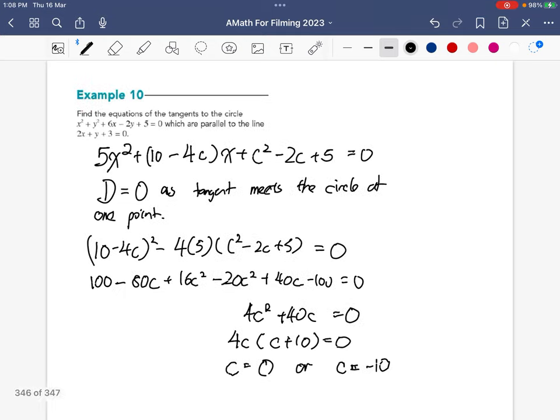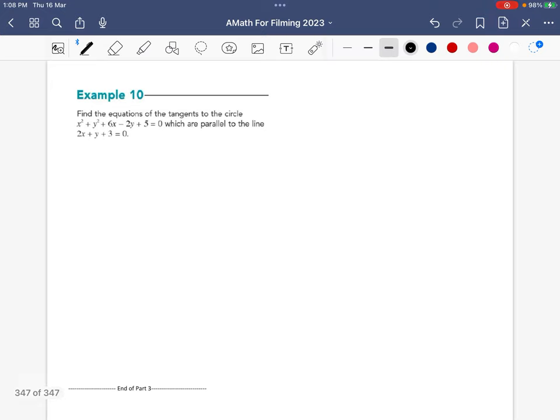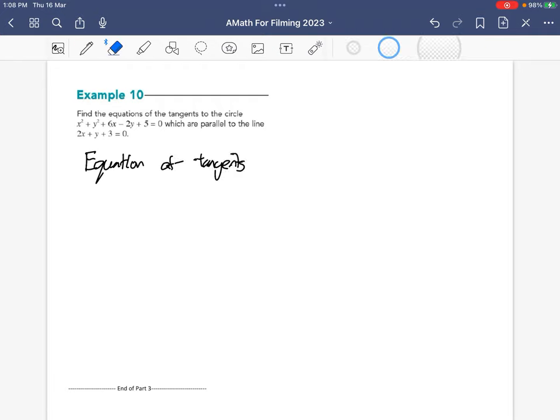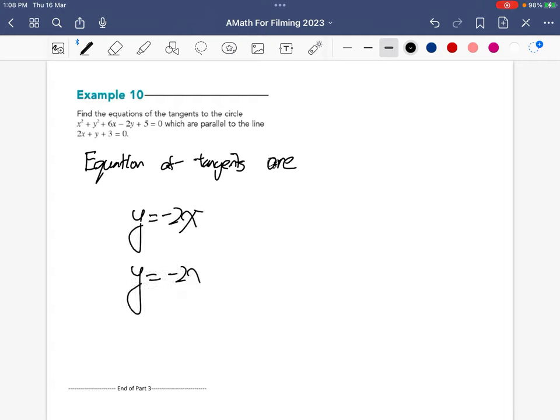So, what we have down here is this. I found the two values of c, so it means that my equations of tangents are y equals to negative 2x plus 0 or y equals to negative 2x minus 10. And I'm done. And that concludes part 3.